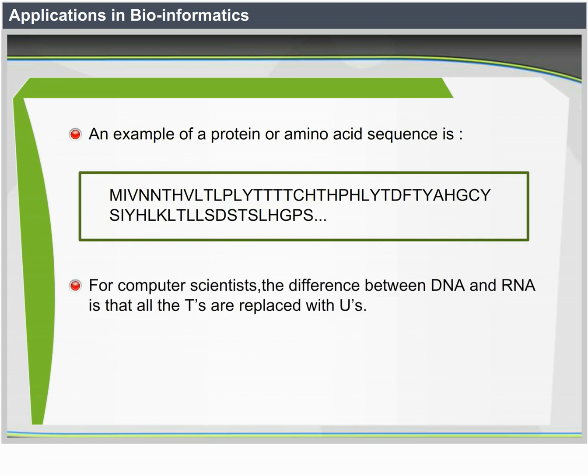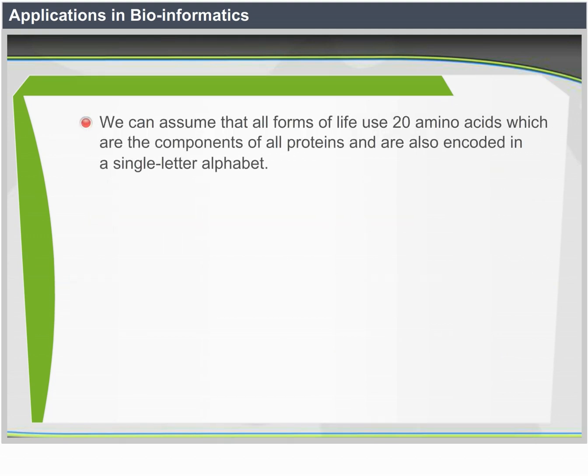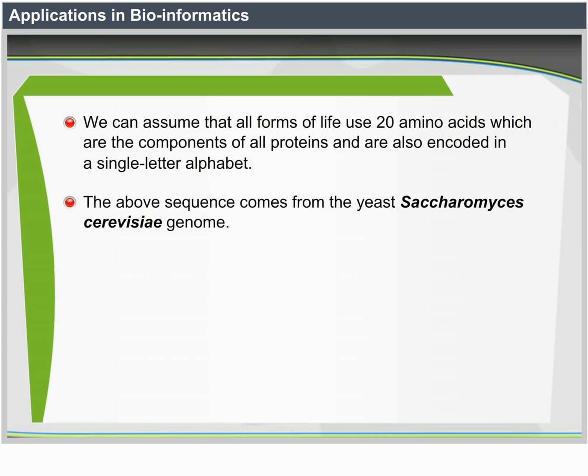For computer scientists, the difference between DNA and RNA is that all the T's are replaced with U's. 3 consecutive bases of RNA properly synchronized are called a codon. We can assume that all forms of life use 20 amino acids, which are the components of all proteins and are also encoded in a single letter alphabet. The above sequence comes from the yeast, Saccharomyces cerevisiae genome.